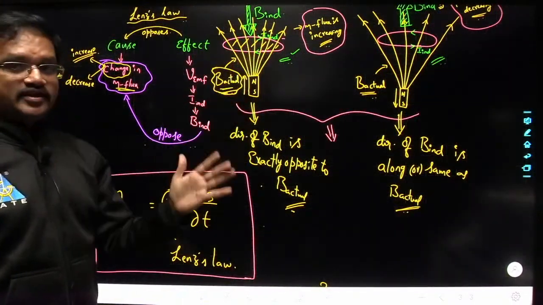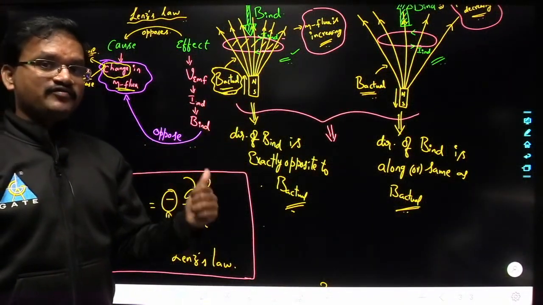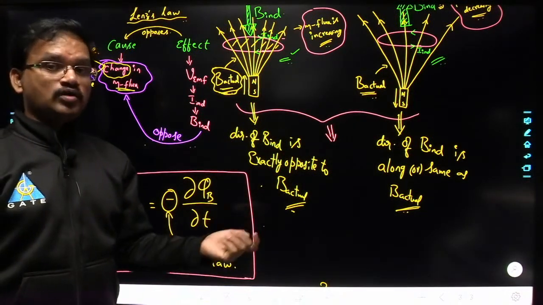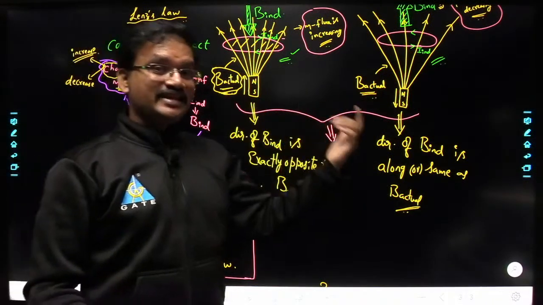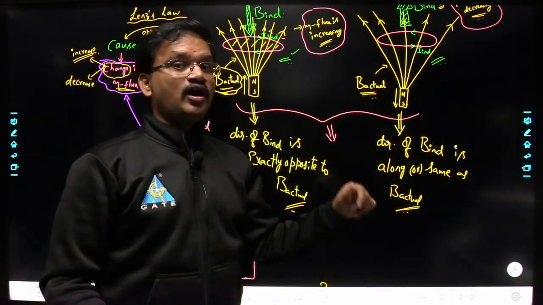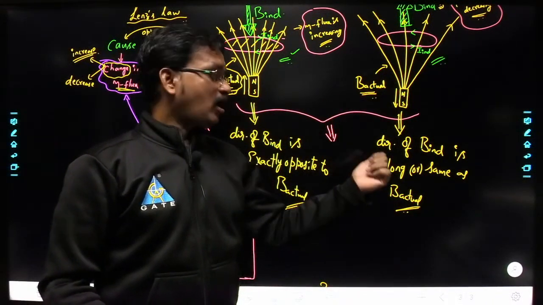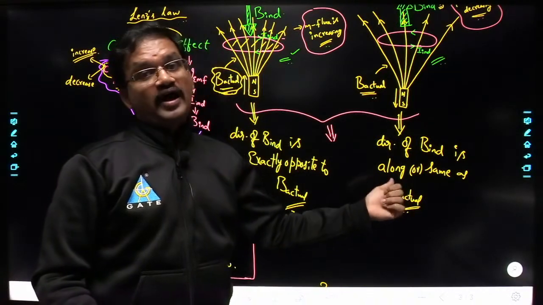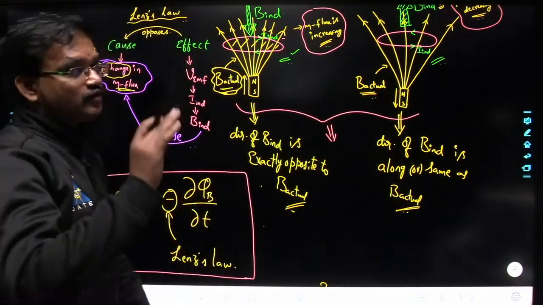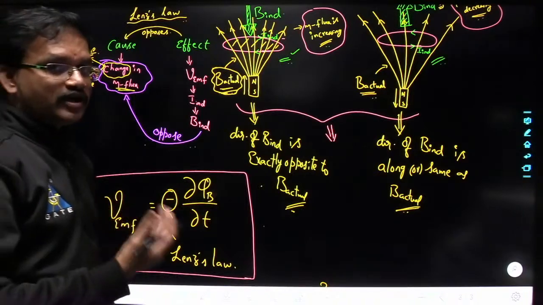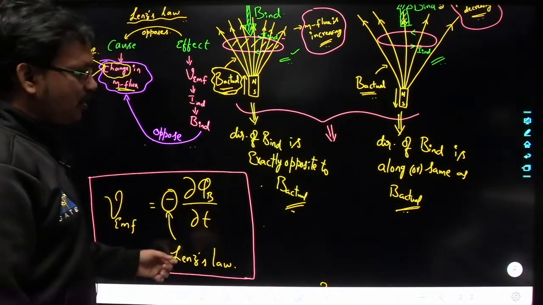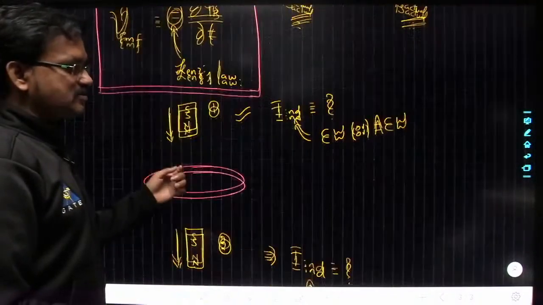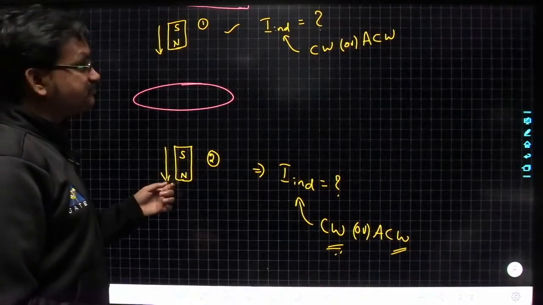Whenever the flux is trying to increase, the induced magnetic field direction will be opposite to what? Opposite to the actual magnetic field direction. Whenever the flux is decreasing, the direction of the induced magnetic field will be along what? Along the direction of the actual magnetic field. If you know the direction of the induced magnetic field, then you can easily tell the direction of the induced current, right?